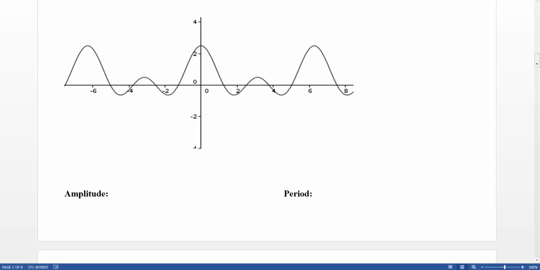Again, we start by considering the amplitude. How high and how low does my function go? Now this one is not as nice because it doesn't have the hash marks and it doesn't look like I'm going to hit an integer.